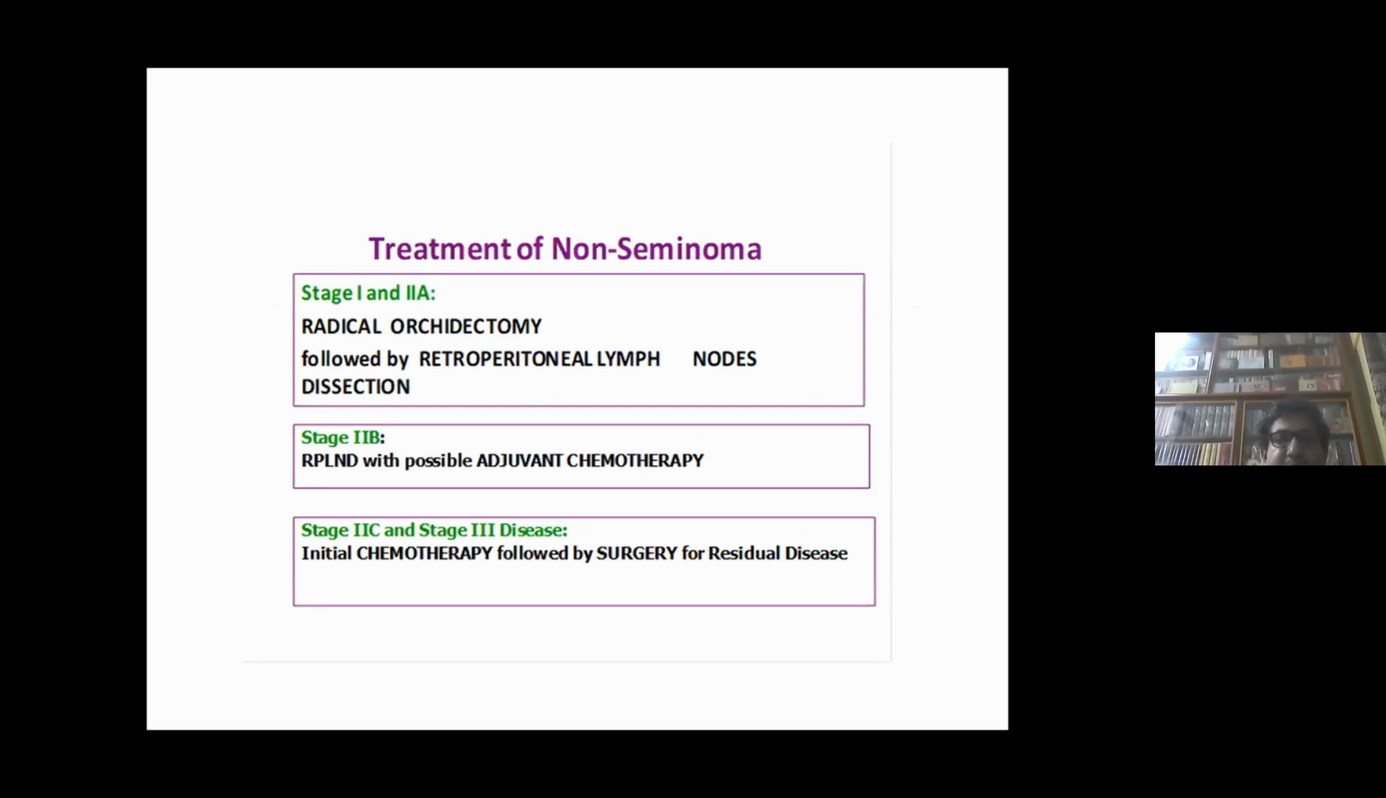Treatment of non-seminomas, stage 1 and 2A, radical orchiectomy followed by retroperitoneal lymph node resection. Stage 2B, RPLND with possible adjuvant chemotherapy. Stage 2C and stage 3 disease, initial chemotherapy followed by surgery for residual disease.